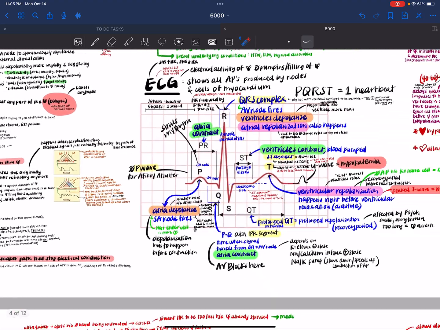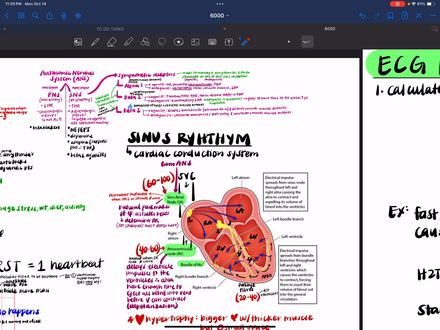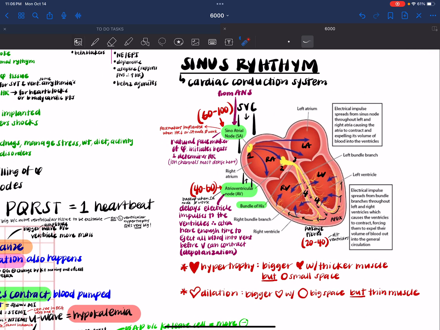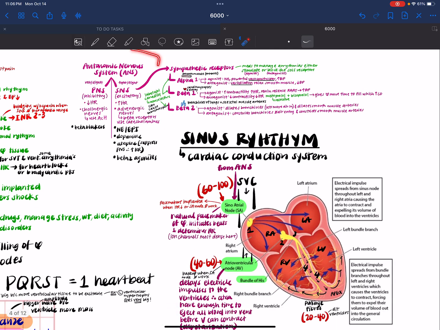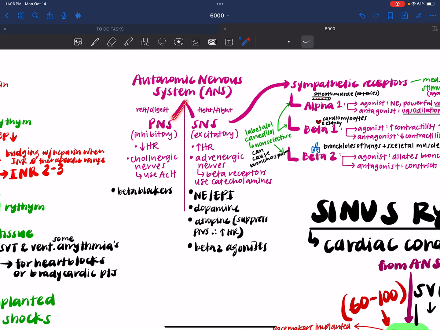I should just go into the ECG a little bit. Before I do anything, I just want to mention that sinus rhythm is basically the cardiac conduction system. It comes from the autonomic nervous system, which is made up of the PNS and the SNS, so rest and digest, and fight or flight. The PNS is inhibitory, anything inhibitory.